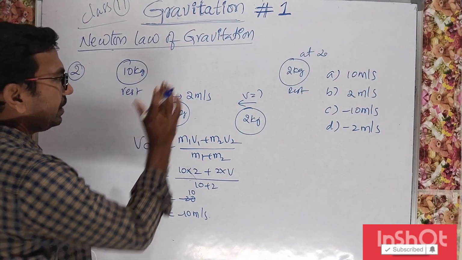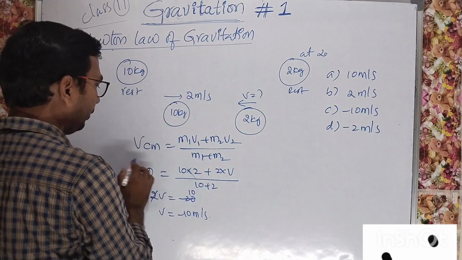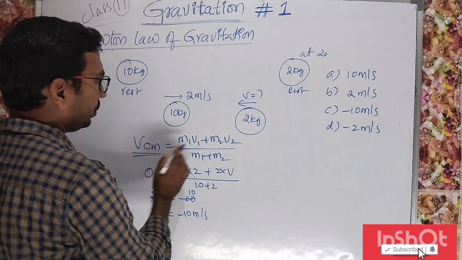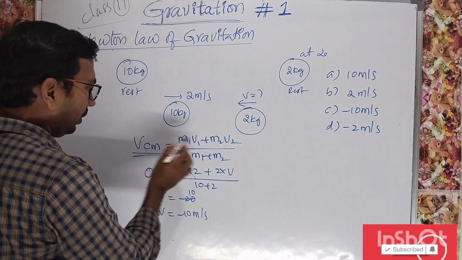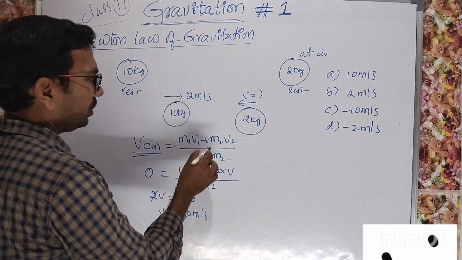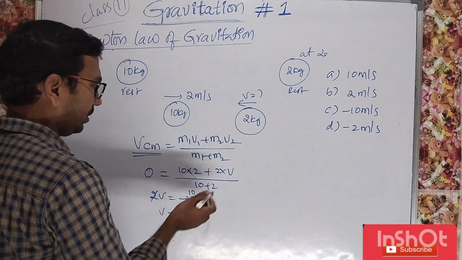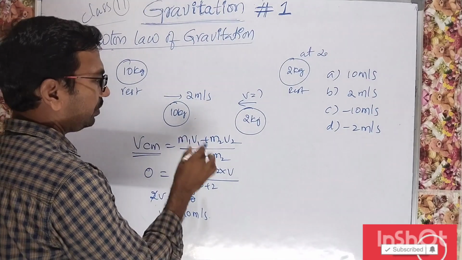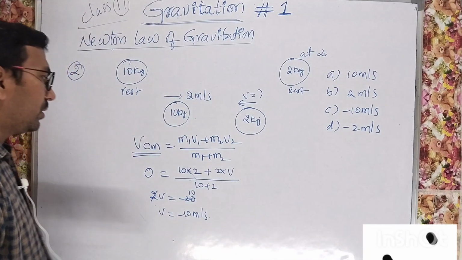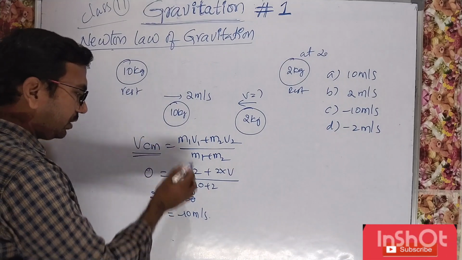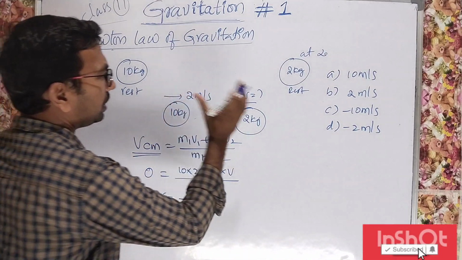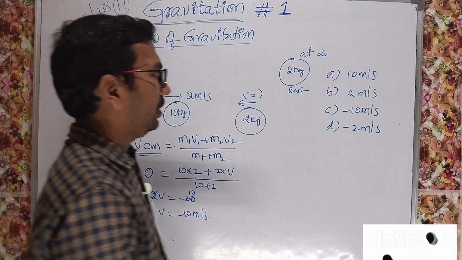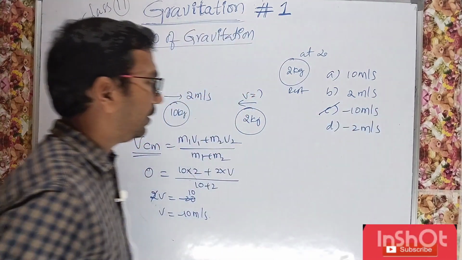Why? Because initially VCM is equal to 0. After moving, what is VCM? VCM is equal to M1 V1 plus M2 V2 by M1 plus M2. So here VCM is equal to 0. Substitute the values. So the second body moves with a velocity of minus 10 meter per second.